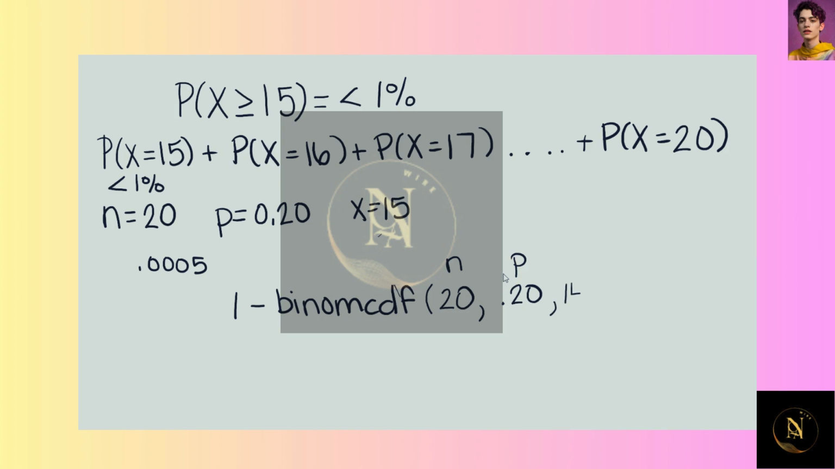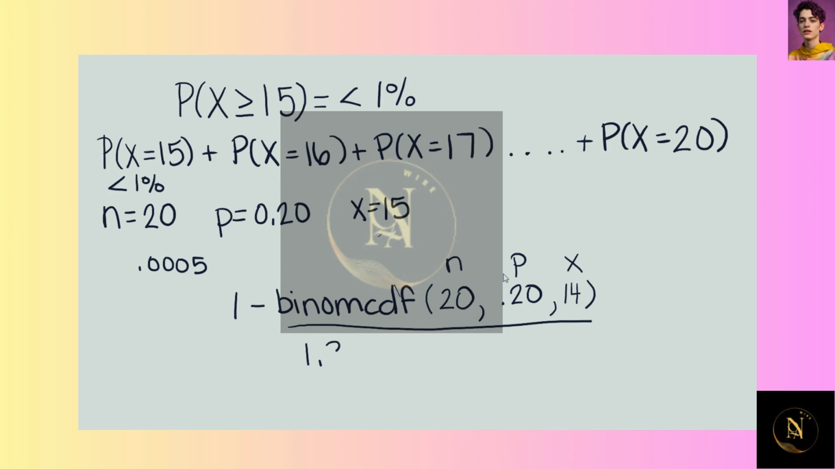And we put 14 because we are looking for the cumulative distribution, so we want the total of the probabilities from 0 to 14. We're subtracting from 1 because that will give us 15, 16, 17, 18, 19, 20. So this part gives us the probability up to 14. When we subtract that from 1, we will get the probability that x is greater than or equal to 15.